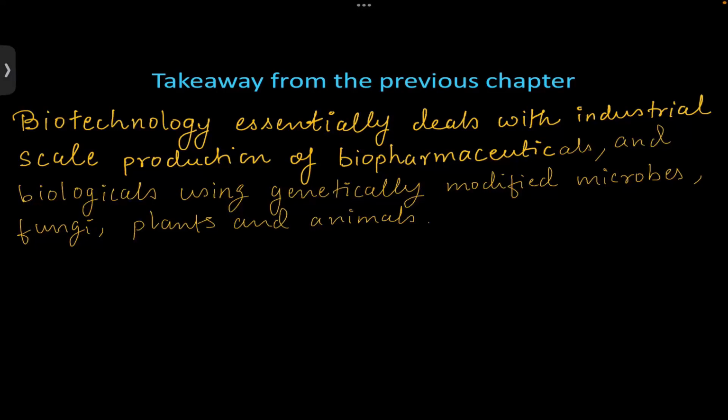Those techniques will help us make these kinds of products, and that too not on a lab scale but on an industrially large scale, meaning in thousands of liters. It is all possible through the use of genetically modified microbes, fungi, plants, or animals. So using genetically modified organisms, we can make biopharmaceuticals and biologics at a very large scale.